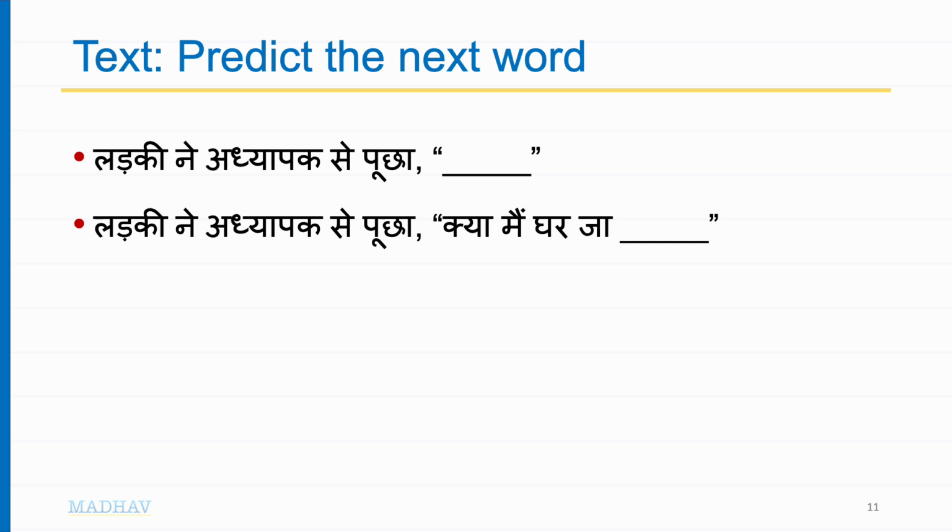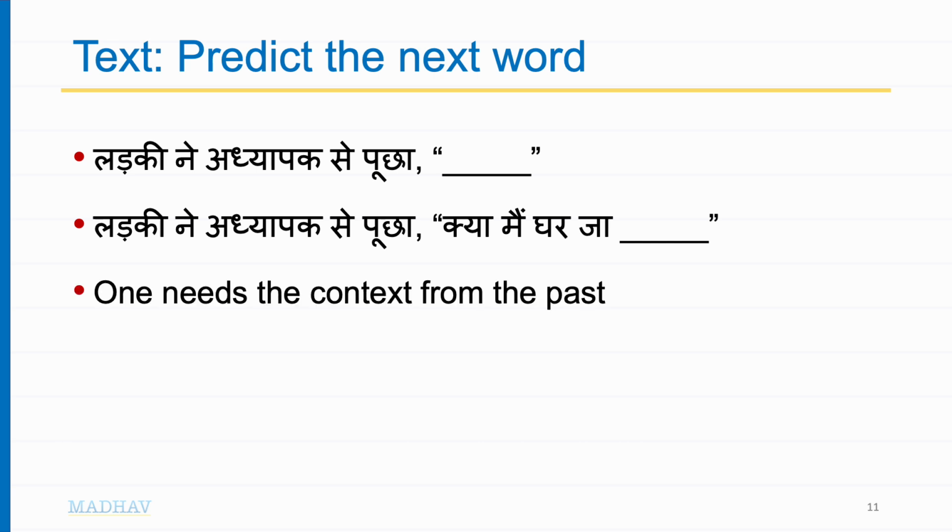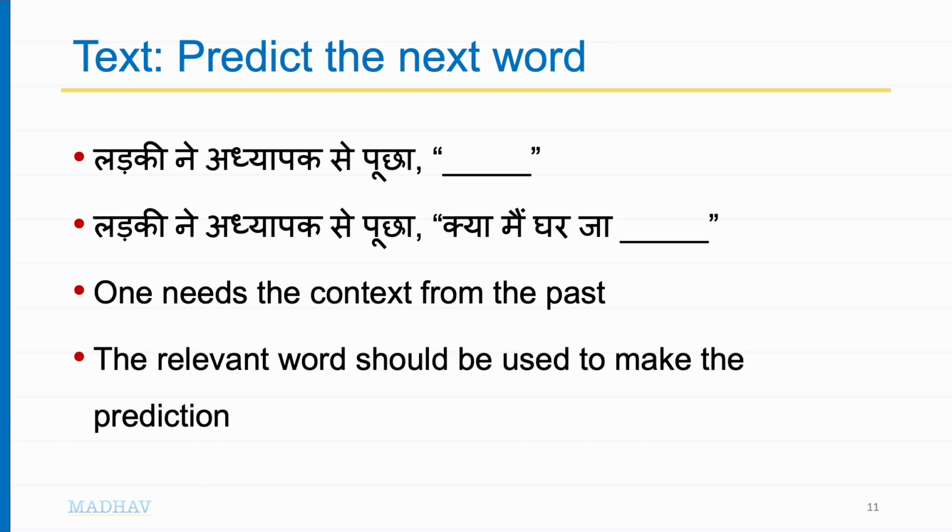Which word is influencing it? N minus 1, 2, 3, 4, 5, 6, 7, 8, 9. N minus 9 is influencing it. So there are long-term dependencies. If you simply use a first order Markov chain, can you model that सकती हूँ is more probable than सकता हूँ? That dependency will never come if you have only a first order Markov chain, right? So that's why we need to use longer dependencies. One needs the context from the past, and a very long context.